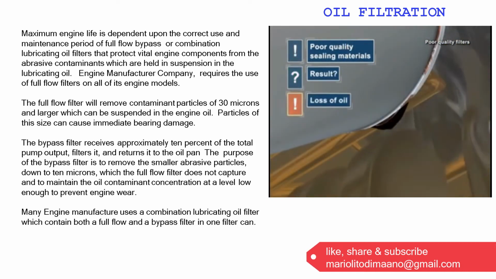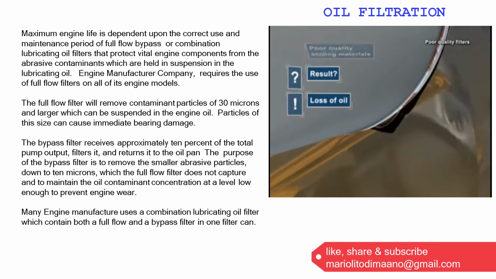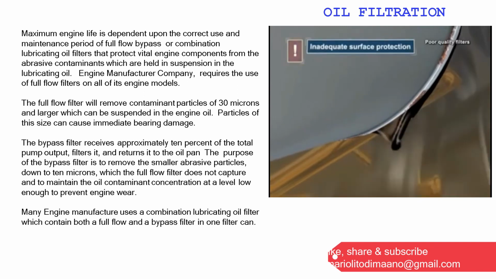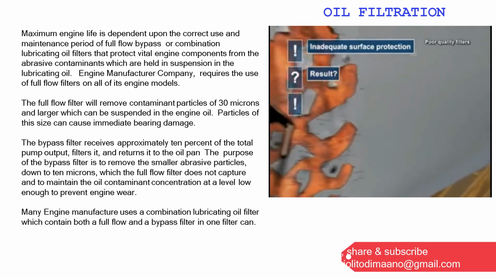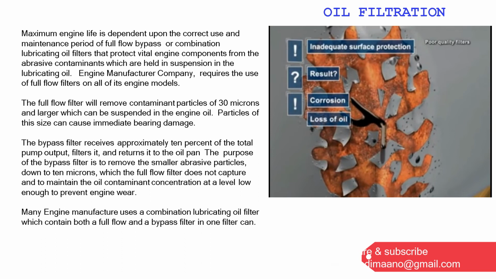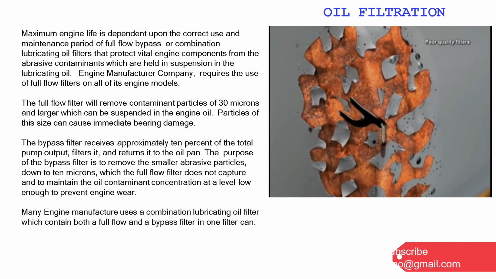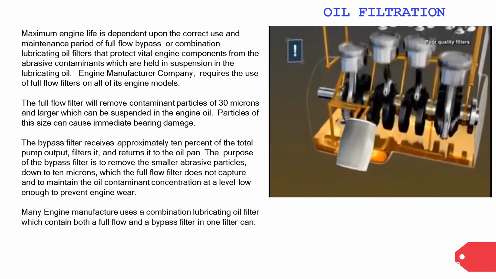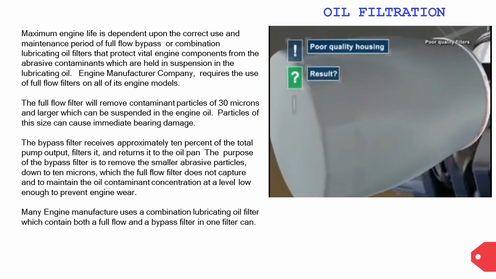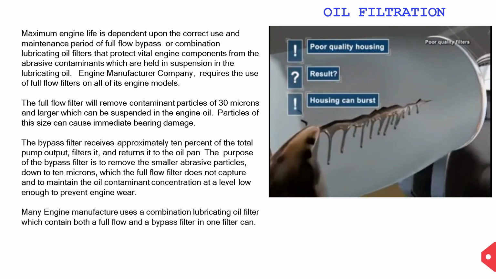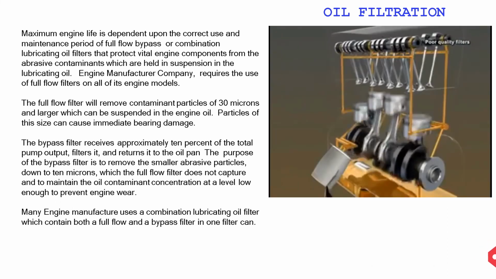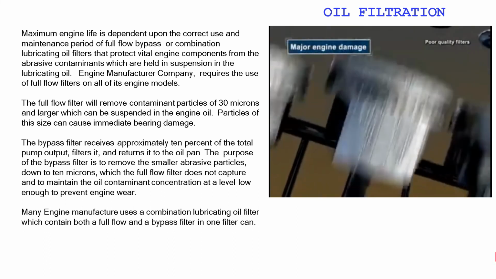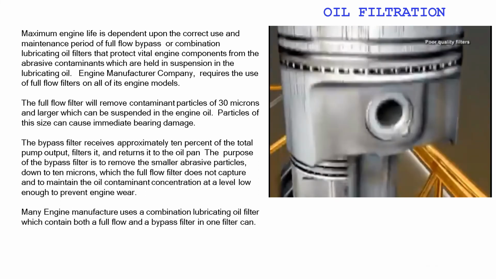Poor quality filter housings have a number of disadvantages. When using inferior sealing materials, there's the risk of oil leaking between the filter housing and the engine block. Inadequate surface protection when sprayed with water can cause corrosion. This can also result in loss of oil. Finally, if undersized or inferior quality housing materials are used, there's the danger of bursting, resulting in major damage to the engine.